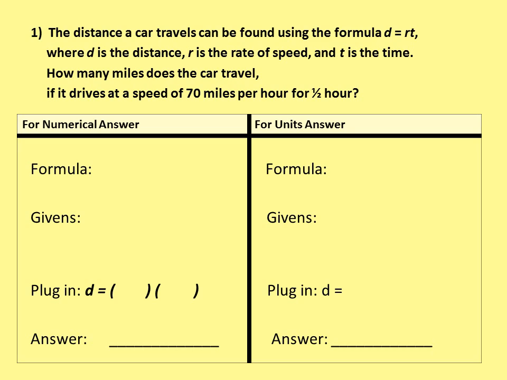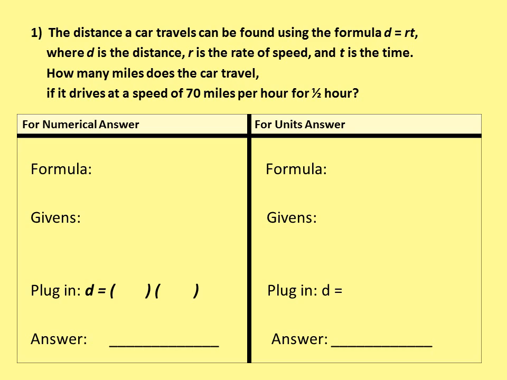Question number 1. The distance a car travels can be found using the formula d equals rt, where d is the distance, r is the rate of speed, t is time. How many miles does the car travel if it drives at a speed of 70 miles per hour for a half an hour? Okay, it's just straightforward. We're going down the road in a car. All right, let's look at this. All right, let's read it slowly. Pick up your pencil. We're going to underline things if we think they're important.